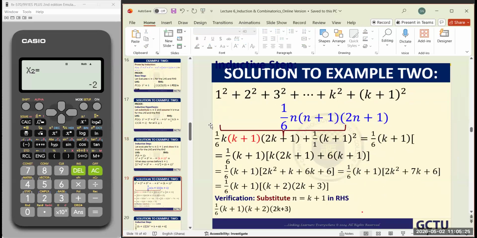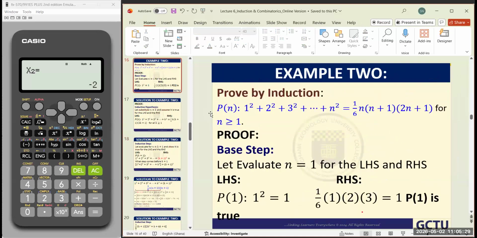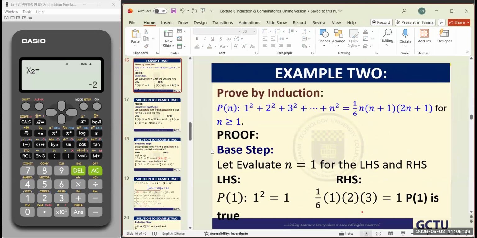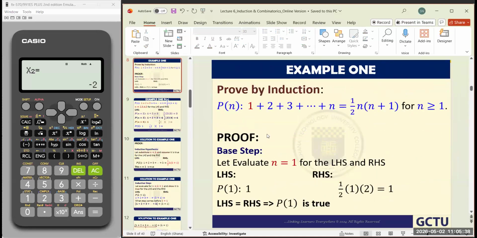So basically, this is how the questions are given. They'll give you an equation like this. P of n is equal to this, and show that, prove by induction. Or the first one that we did: given P of n is equal to 1 plus 2 plus 3 up to n, half n plus 1, prove that it is true for all n. So this is what induction is all about. We spent almost an hour on this, but I hope it will help.